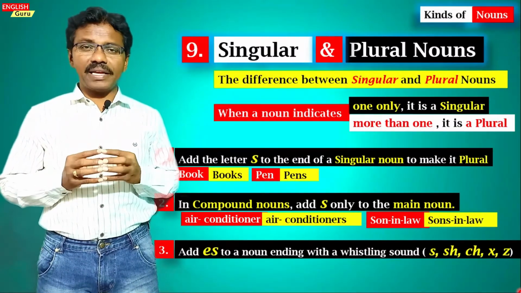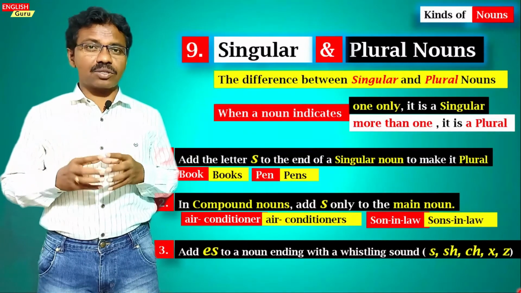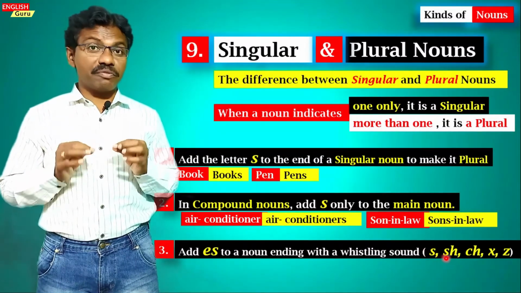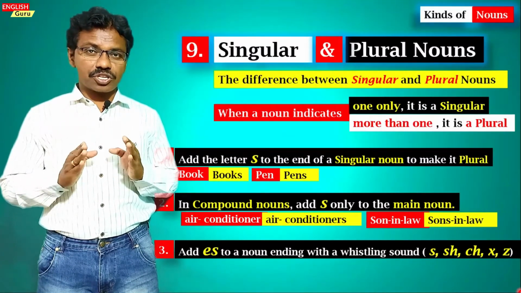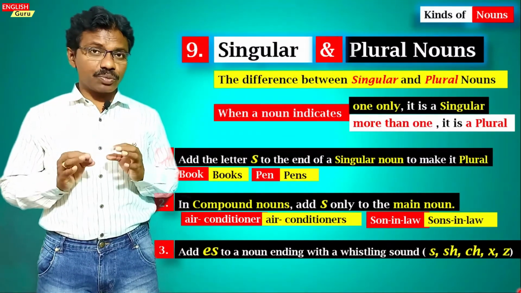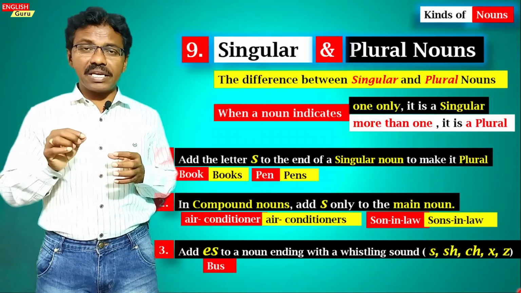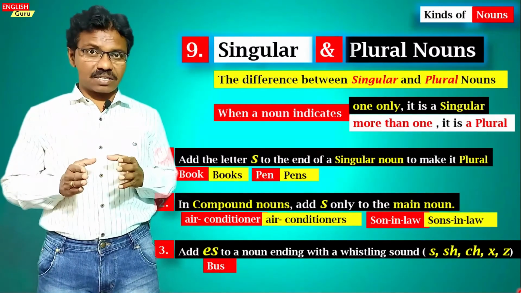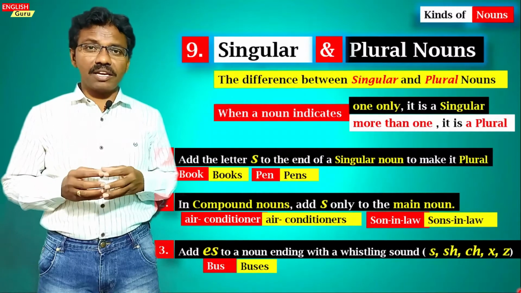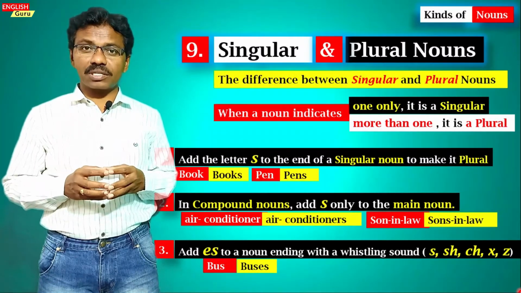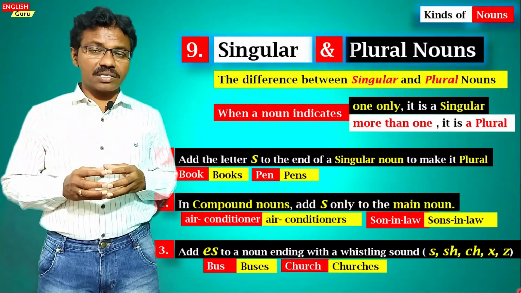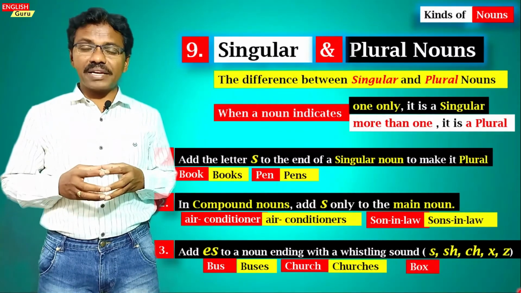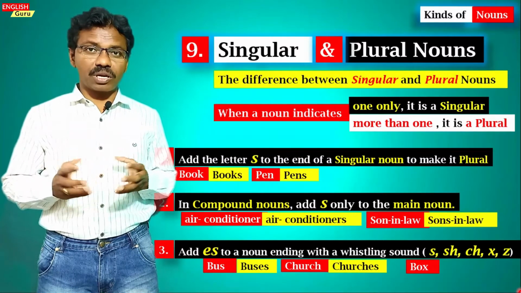The third one is adding the letters ES to the words that are ending with whistling sounds like S, J, SH, CH. So if the word ends with these sounds, we should add ES. For example, bus. Bus is a singular. If you add ES because it is ending with S, it becomes buses. Church is a singular. It is ending with CH, and if you add ES, churches. It's a plural.